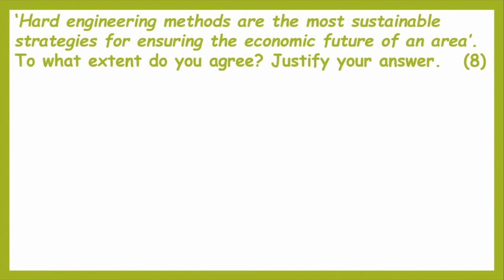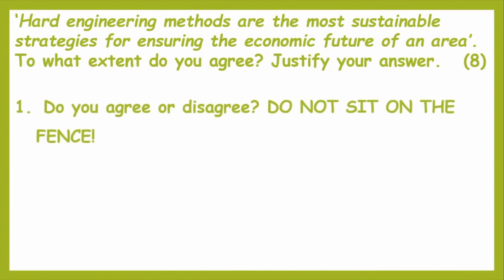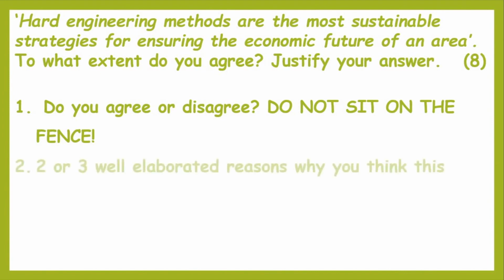Now, there's 4 sections to this type of question every single time. First off, do you agree or disagree? Do not sit on the fence. All right? Your very first sentence will always be, I strongly disagree or I strongly agree. Either one. The next thing you do, 2 or 3 well-elaborated reasons why you think this. So I want to see lots of elaborating words like this means, therefore, as a result, so, consequently.